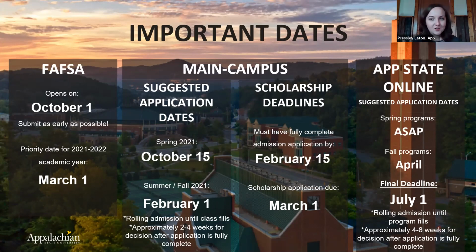Now, that moves us into the scholarship deadlines. So this is the only time a deadline actually does come into play for transfer students. To be considered for our transfer specific scholarships as an incoming new student, you'll have to have a fully complete admission application by February 15th. The link to the scholarship application will appear in that My Mountaineer portal that we were talking about. The application usually opens in mid-January, and the deadline to apply for scholarships is March 1st. So as long as you're following those respective deadlines, you'll be considered for all of those transfer scholarships.